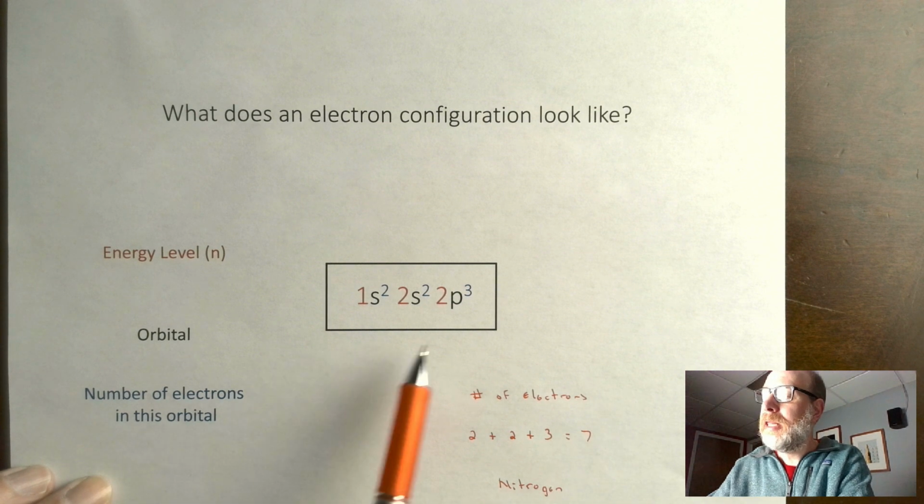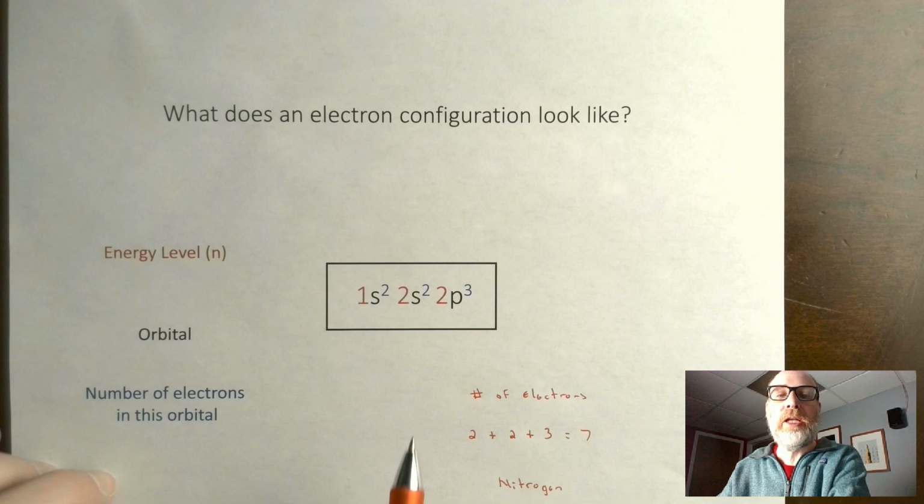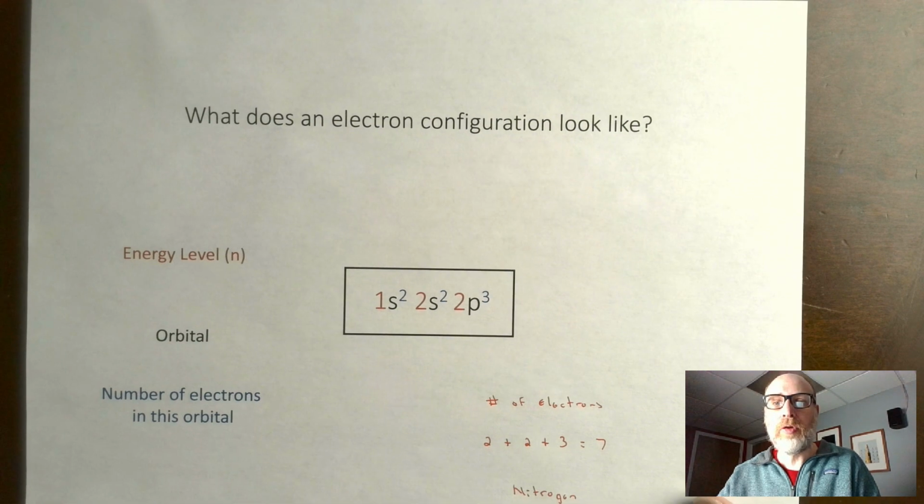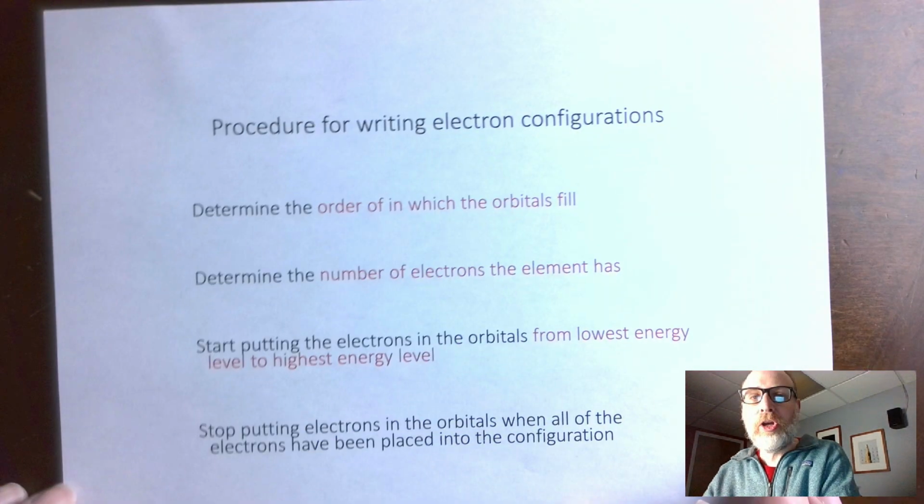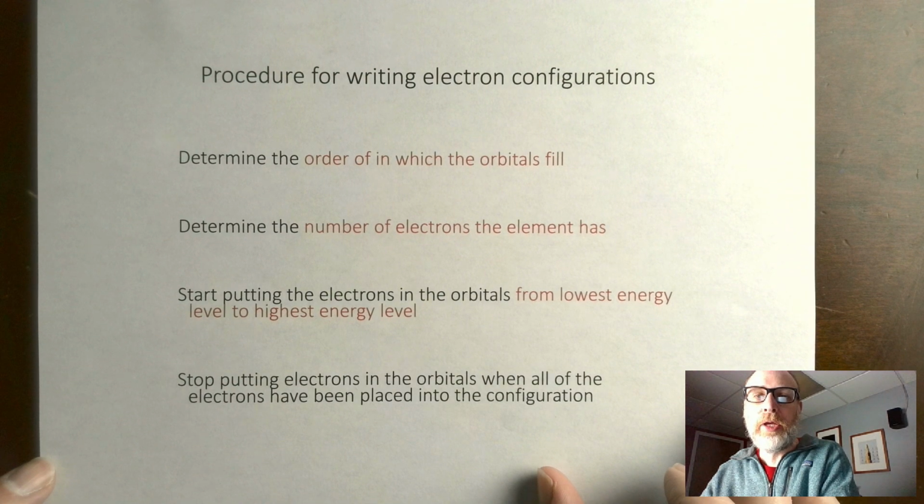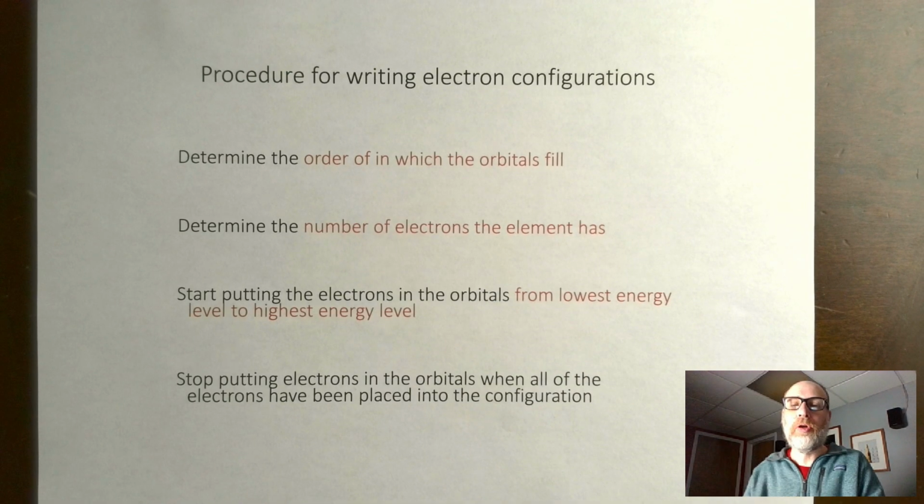And so that would be the electron configuration of nitrogen, just a short, little, concise configuration that tells us where all the electrons are located. And we want to try to understand how we might be able to go about writing that for any element on the periodic table.